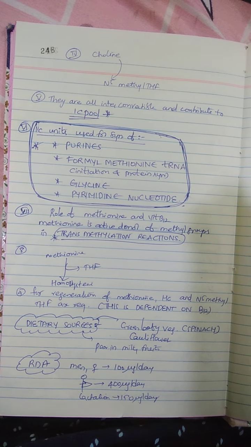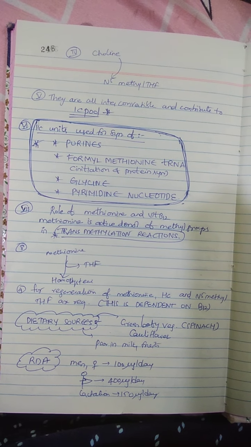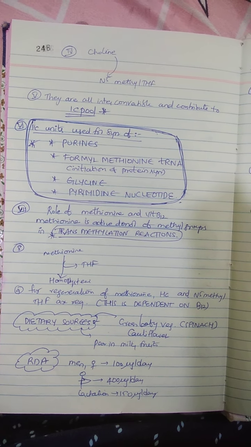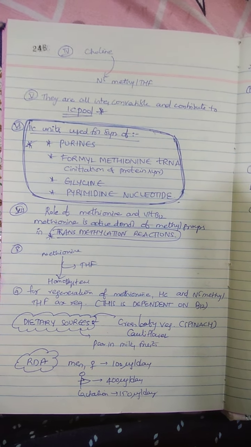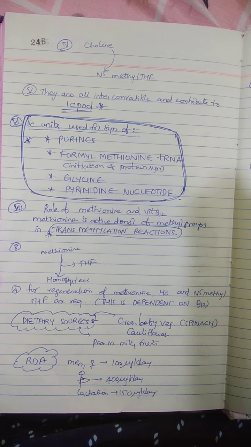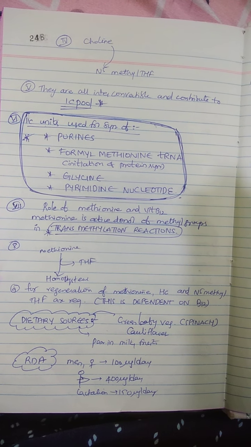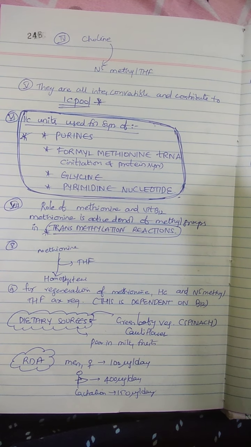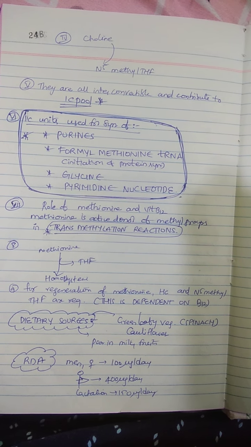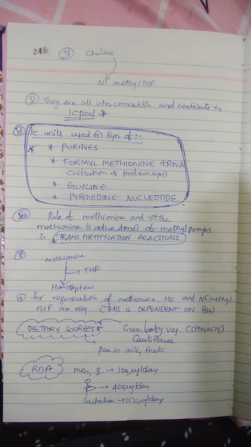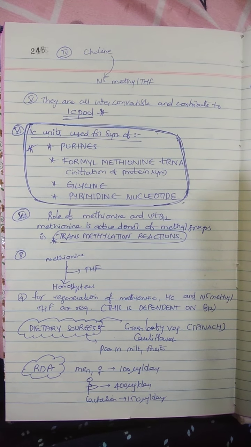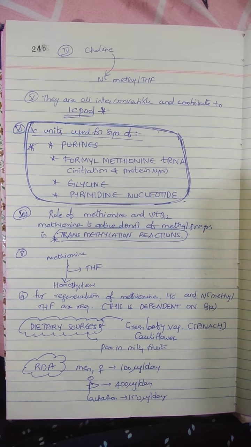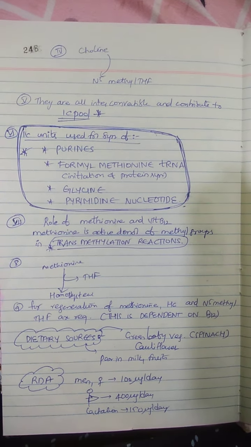Role of methionine and vitamin B12. Methionine is an active donor of methyl groups in transmethylation reactions. Methionine will release the methyl group to form homocysteine. For regeneration of methionine, homocysteine and N5-methyl tetrahydrofolate are needed. This reaction is dependent on B12. Dietary sources include green leafy vegetables like spinach and cauliflower. The RDA in men is mainly 100 microgram per day, in pregnant females it is 400 microgram per day, and in lactating females it is 150 microgram per day.